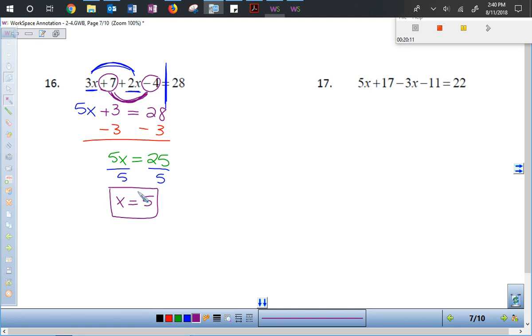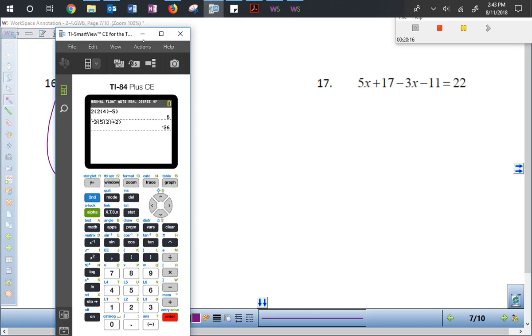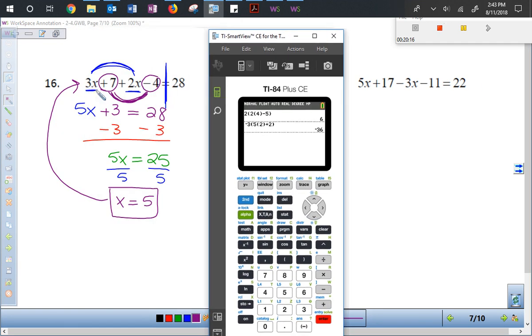Now, to check your answer, we substitute it back into the original one. So we've got to be a little careful here. We're going to start by saying 3 times 5 plus 7 plus 2 times 5 minus 4. Calculator says we should get 28, and that's what we got, so we're okay.